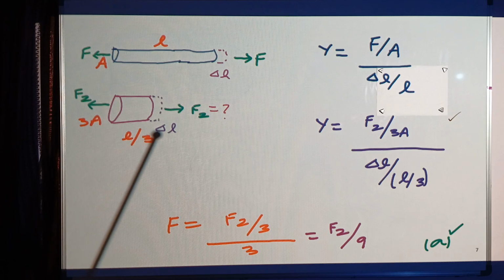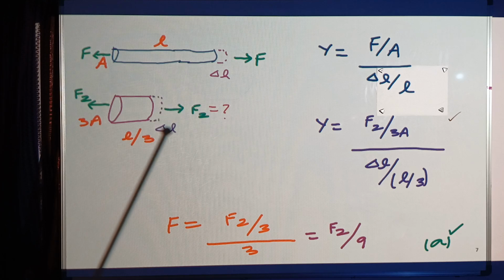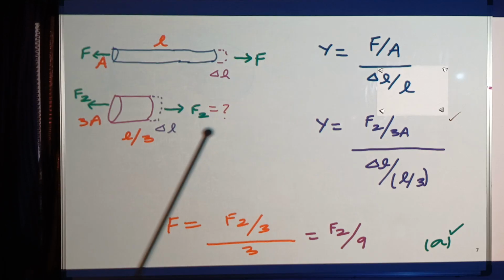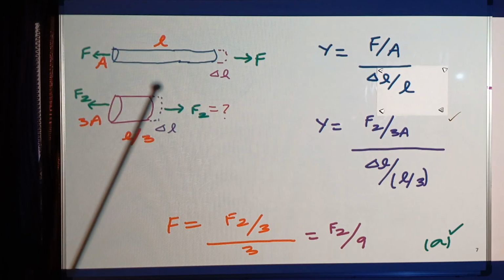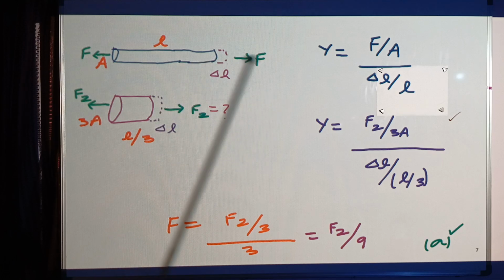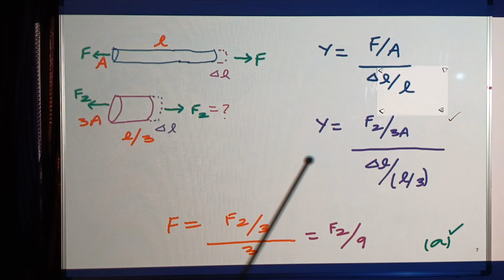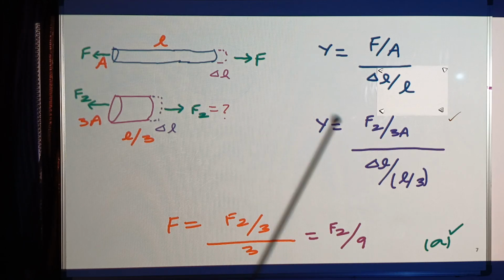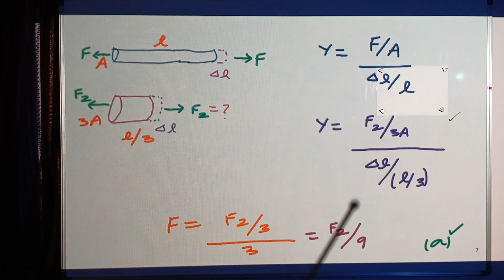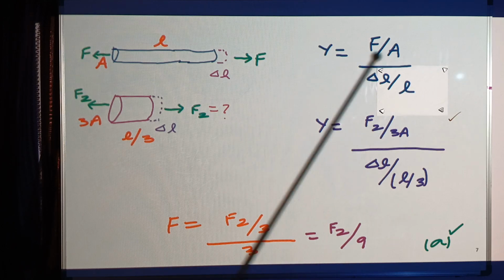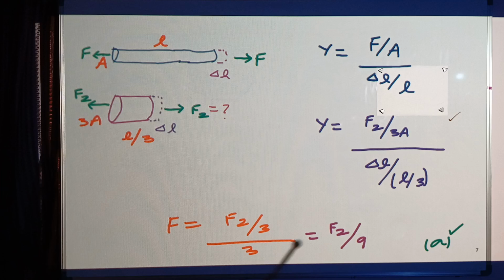And they also given the extension in the second wire is also same as the first one. That's given in the question. For that to happen, what should be F2? Since the two wires of the same material, Young's modulus is same. So from the first wire, I'll get Young's modulus as stress by strain. Second wire, stress F2 by 3 by strain is delta L by L by 3. Since these two materials are same, these two should be equal. So equating these two and cancelling the common ones, A, delta L and L, we'll get this result.